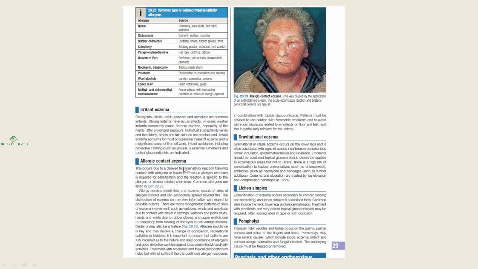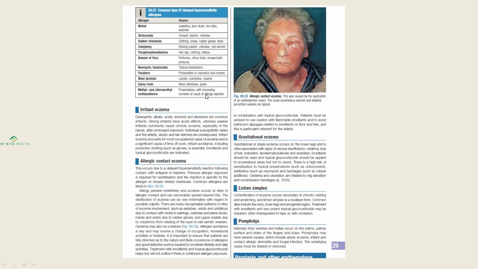Allergic contact eczema is which type of hypersensitivity? Here you can see the allergen nickel, from sources like jewelry, jeans, studs, bra clips, watches, etc. Dichromate is from cement, leather, matches, etc. So here they are given the allergen and the source of the allergen.